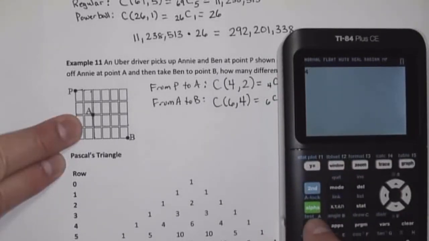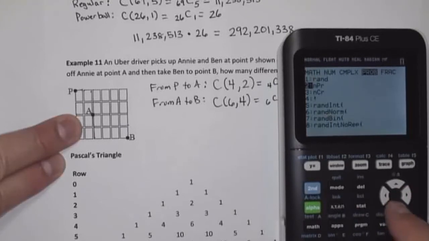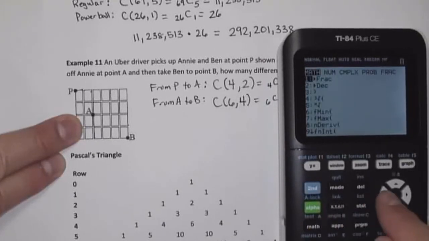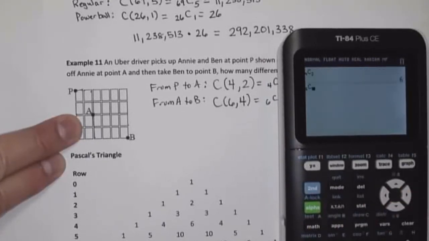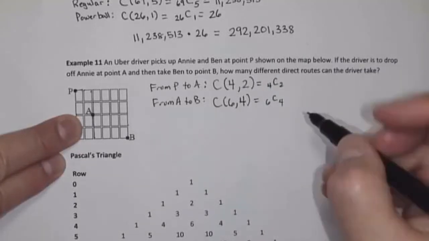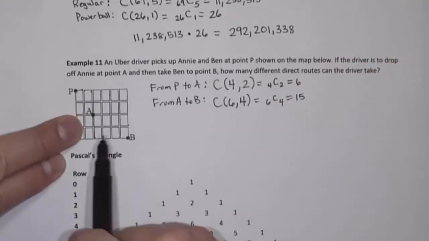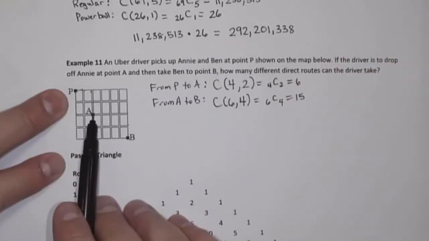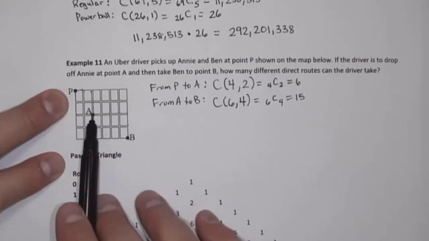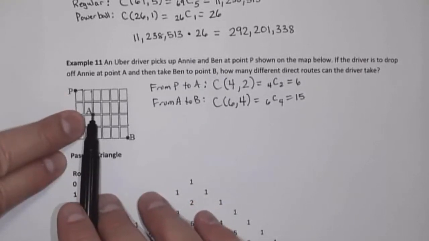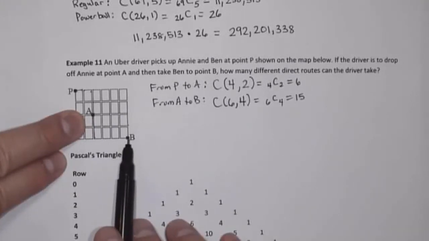So 4, math, probability, combination, choose 2. So that is 6. And then 6, math, probability, combination, choose 4. That is 15. So this is 6, this is 15. So there's 6 different ways that the driver could get from point P to point A. And then from there, there's 15 different ways that the driver could get from point A to point B.